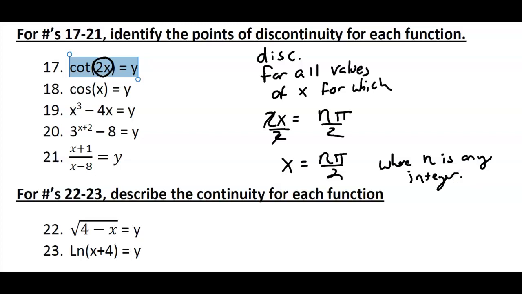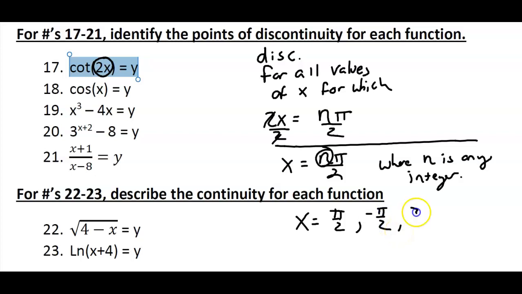Now, if you don't know what this means, that's not good. You should. We talked about it earlier, but I'll restate what that means. N is an integer like 1, 2, 3, 4, 5, 6, or -1, -2, -3, -4, -5, -6. So, for instance, there would be a discontinuity at 1 pi over 2, or at -1 pi over 2, or at 3 pi over 2, or -3 pi over 2, or even 2 pi over 2.